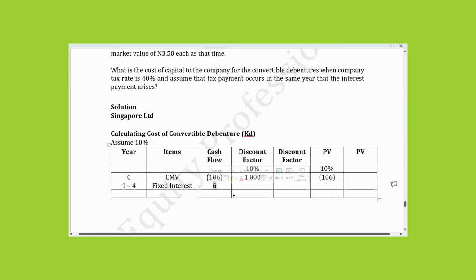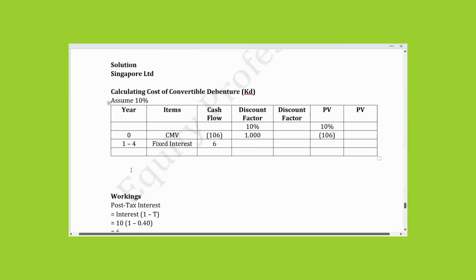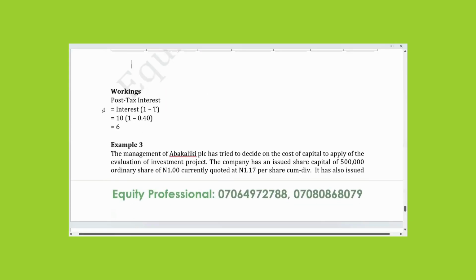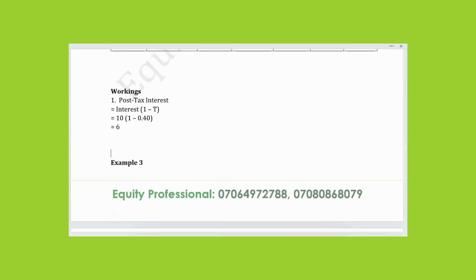Therefore, you need to calculate the annuity factor, instead of doing it one by one. The annuity factor will be faster. So how do you calculate the annuity factor? Let's do working number 2 now.